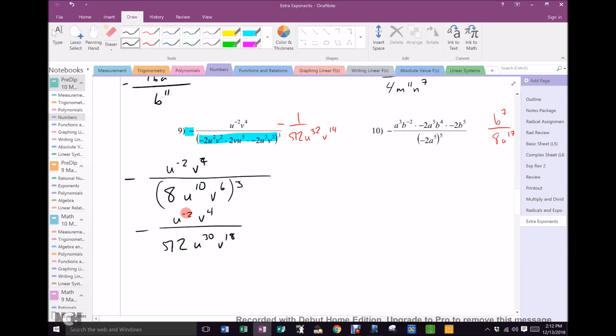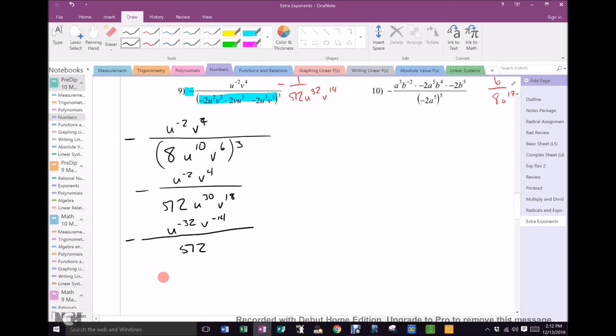Now I tidy this up. Negative 2 minus 30 is u to the negative 32. 4 minus 18 is v to the negative 14. All of that over 512. What moves? The negative exponents. So negative 1 over 512 u to the 32nd v to the 14th.